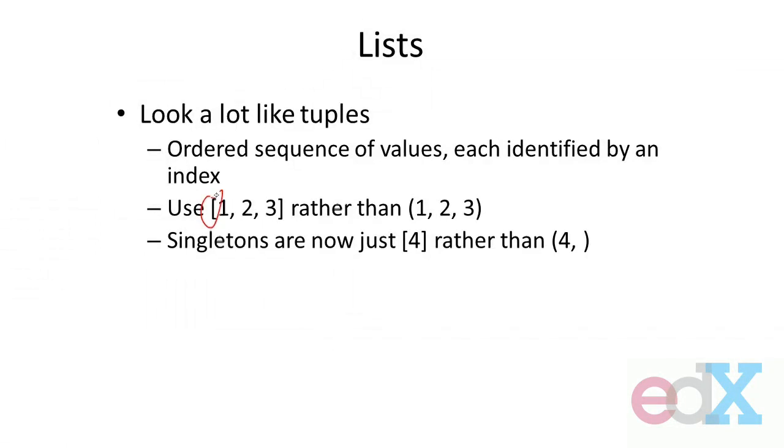The difference here is that we're going to use square brackets rather than parentheses to distinguish, or to create, a list as opposed to a tuple. So they look a little different. And as a consequence, one nice thing is that singletons are now pretty straightforward. It's just a square bracket, the entry, and another square bracket. I don't have to put in that annoying comma that I had to with tuples in order to distinguish between an arithmetic expression and a tuple with just one element.